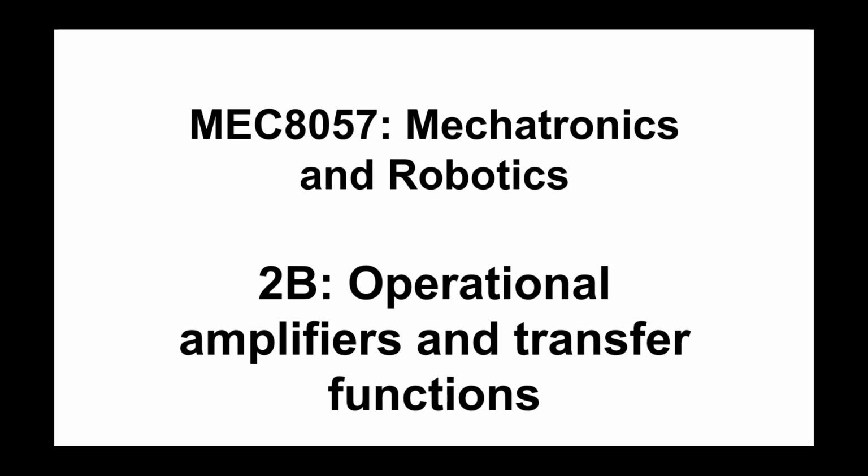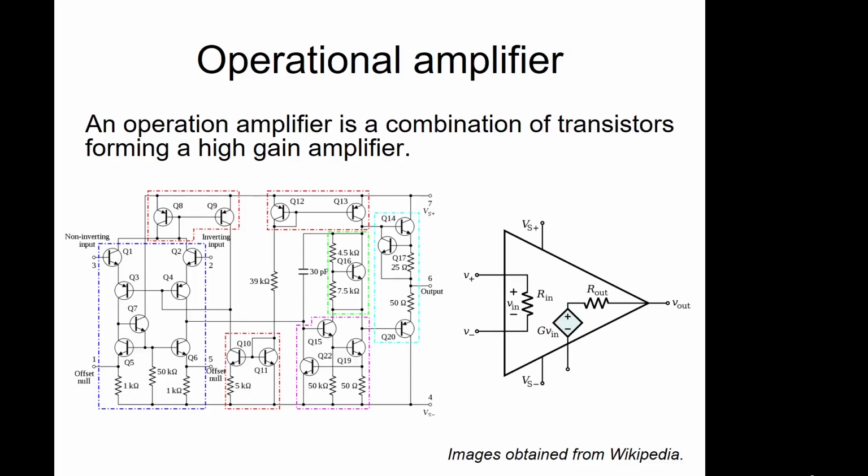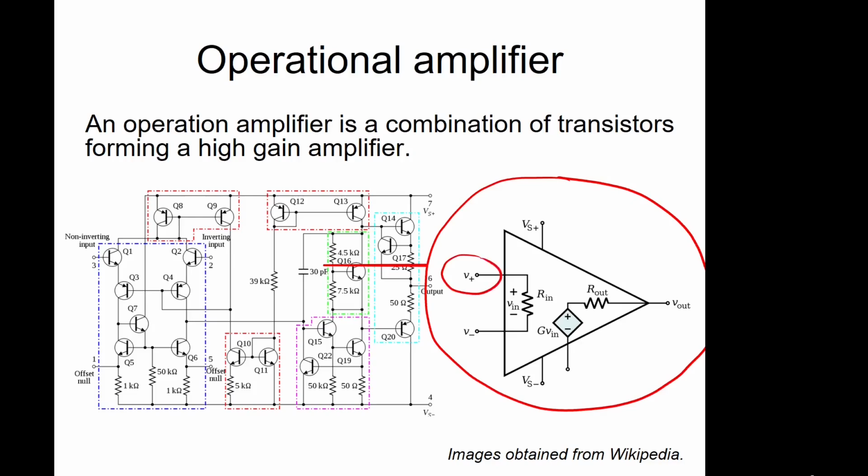In this video, we'll look at operational amplifiers and the associated transfer functions. So this is a schematic of an operational amplifier here. And it's essentially got three inputs. It's got what's called V+, which is a non-inverting input, V-, which is called your inverting input, and an output, V out.